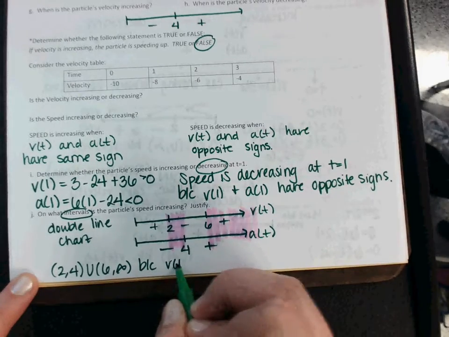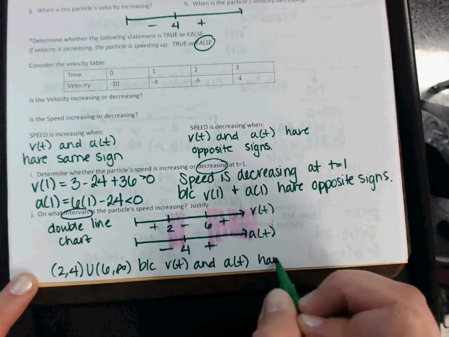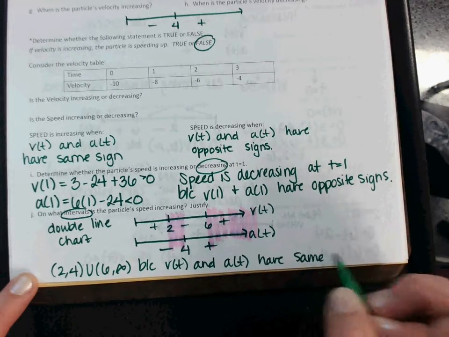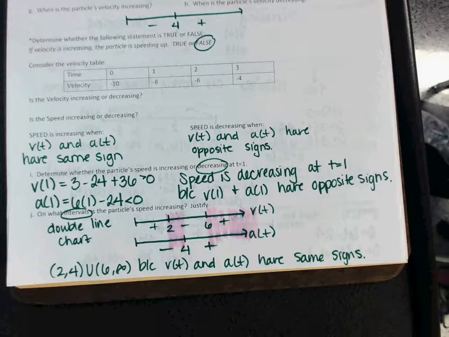Because V of T and A of T have the same signs. They're either both plus or they're both minus. That indicates speeding up.